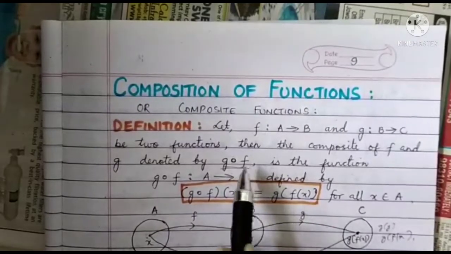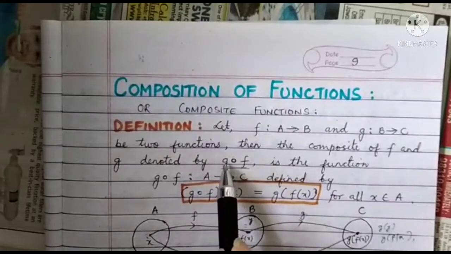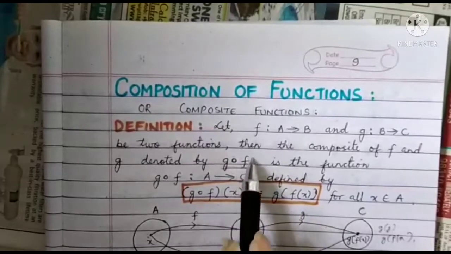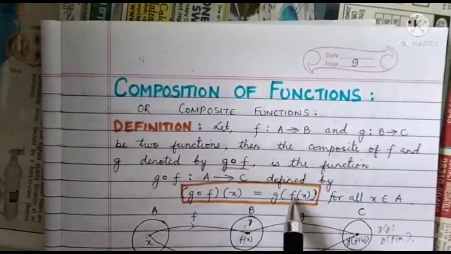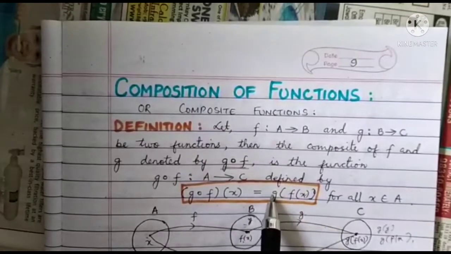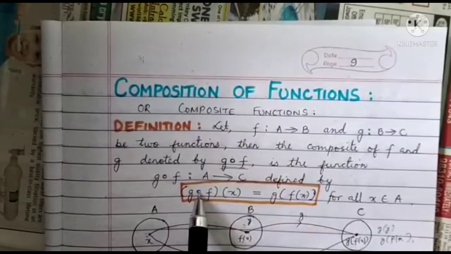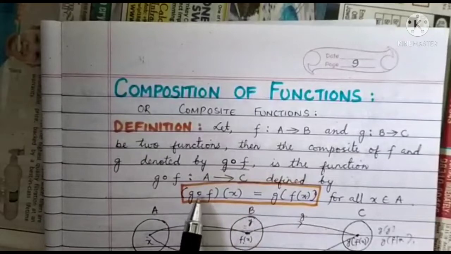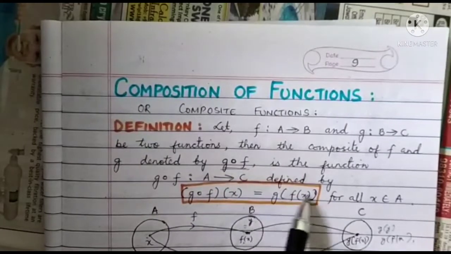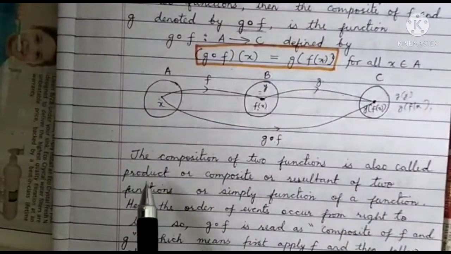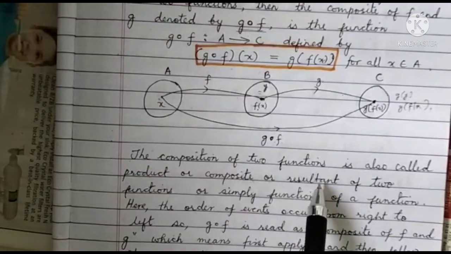And it is read from the right-hand side. Do not read it as f composite g, read it as g composite f, because f is done first, then we go on to g. First f is applied, then only g is applied, right? That is why it is read as g∘f of x. Now (g∘f)(x) is nothing but g(f(x)), correct? The composition of functions is also called product function or composite function or resultant of two functions or simply function of a function. It has got many names, so please mind it.